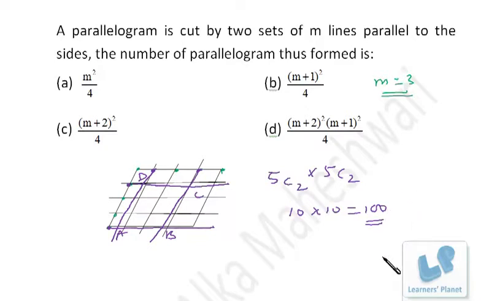Okay. Now when M was 3, my answer is 100. Now you can use the options. You just put the value of M in the options, and wherever you are getting the answer as 100, that will be your correct choice. So this is obviously not the correct choice. Here 3 plus 2, 5 square, that is 25 by 4. This is not correct. Similarly 3 plus 1, 4 square by 4. That's also not correct. Obviously this is correct because it is the last option.